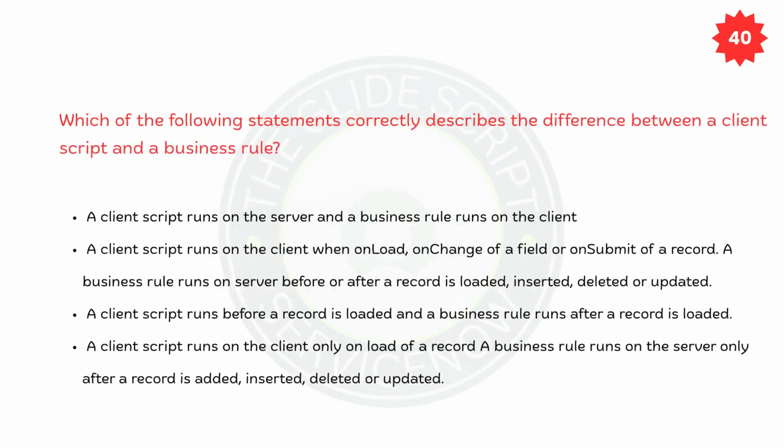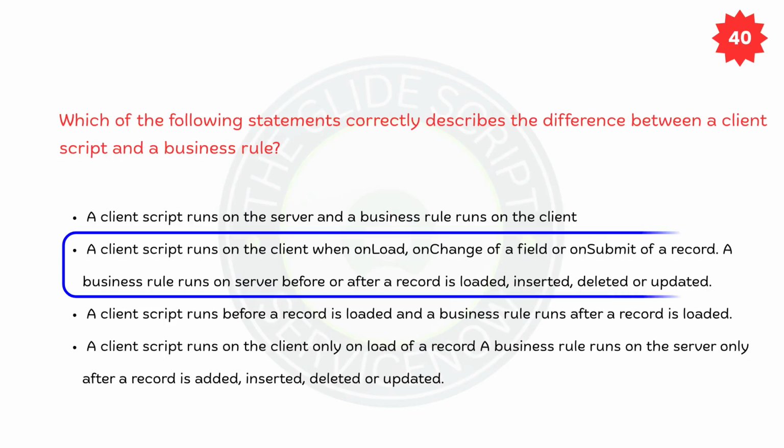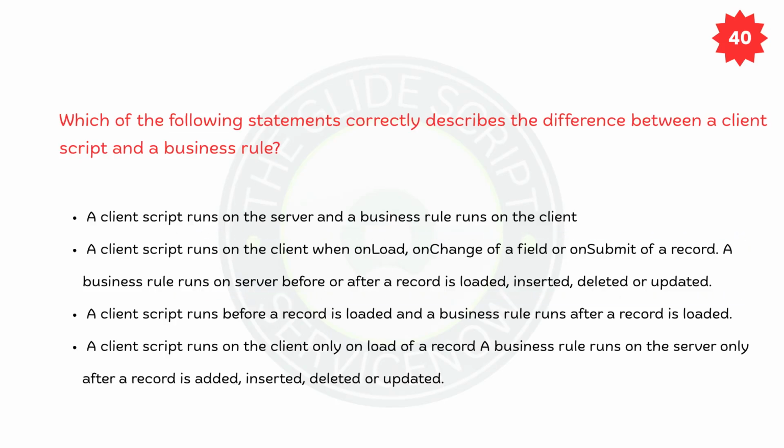Which of the following statements correctly describes the difference between a client script and a business rule? Option number 2 is the correct one. A client script runs on the client when on load, on change of a field, or on submit of a record. A business rule runs on the server before or after a record is loaded, inserted, deleted, or updated. Option number 2 is the correct one.